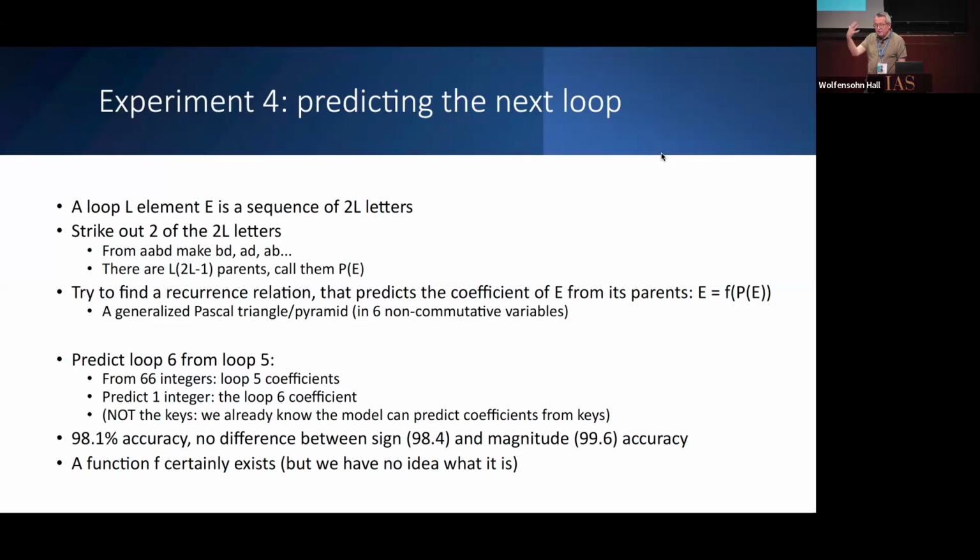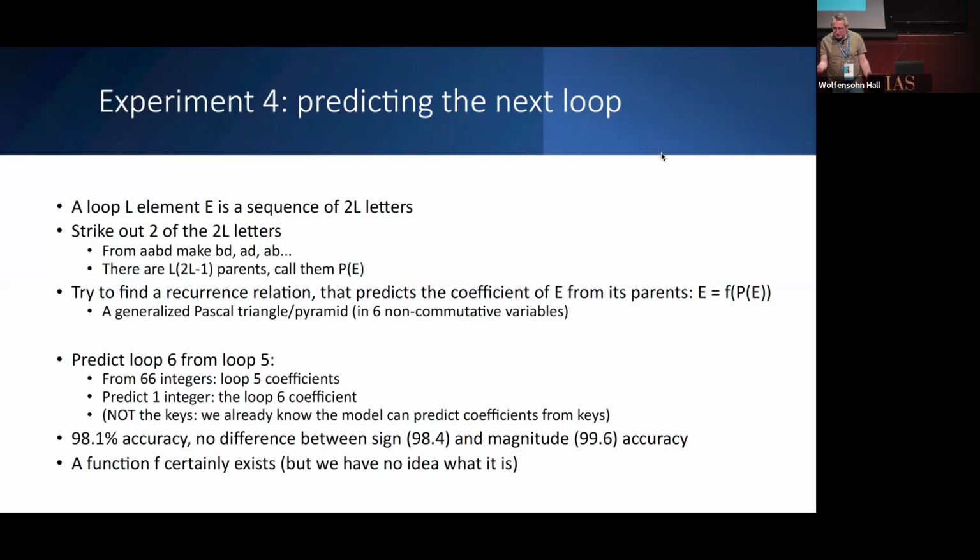So you can think of it as a gigantic, because multidimensional and non-commutative, Pascal triangle. In the Pascal triangle, you can compute a value from the parents. It's the same, but much larger and much more complicated. So we try to do that by predicting loop 6 from loop 5. You have 66 parents, loop 5 coefficients, and you predict one integer, the loop 6 coefficient. And again, you get 98% accuracy, so the model can learn that.